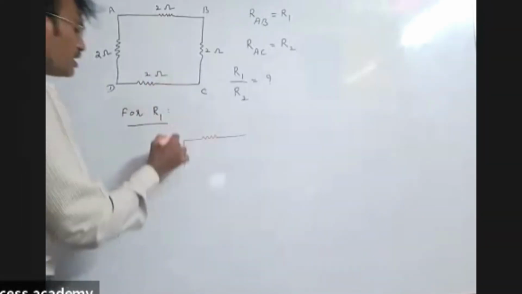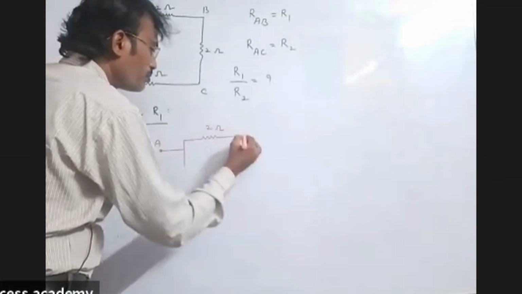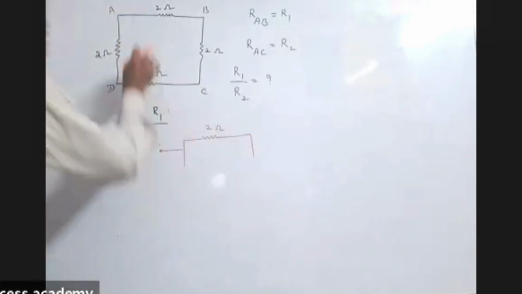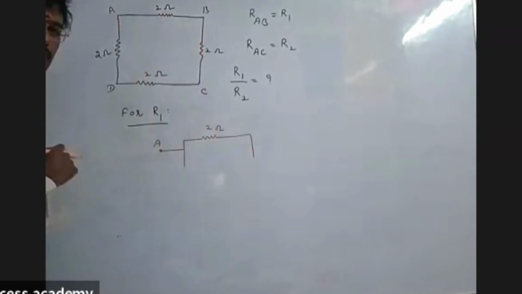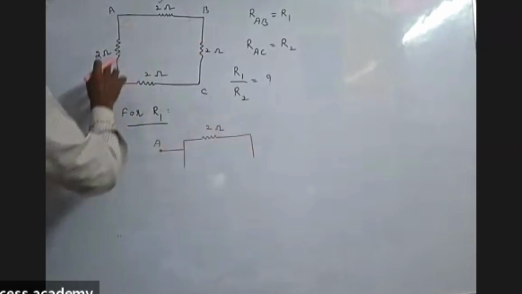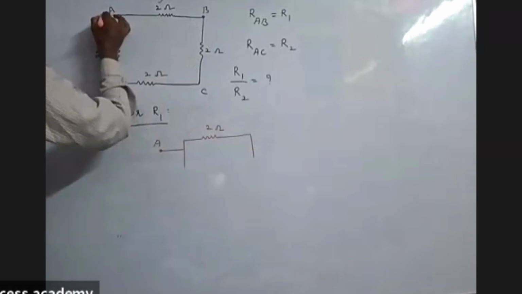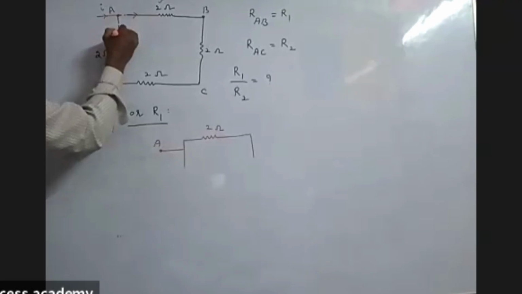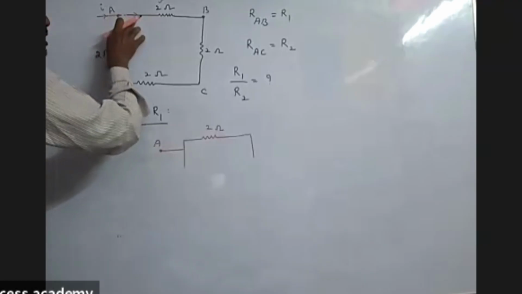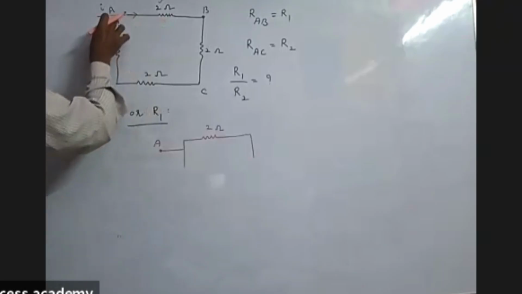This is the end, A and B. This is A. Okay, 2 ohm. Alone I am writing this. The remaining part is parallel to this 2 ohm. How do we consider that? If the current is passing like this, the current is bifurcating in two paths. One current is passing through the 2 ohm resistance, and the remaining current is passing like this.